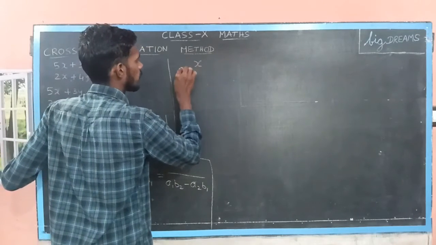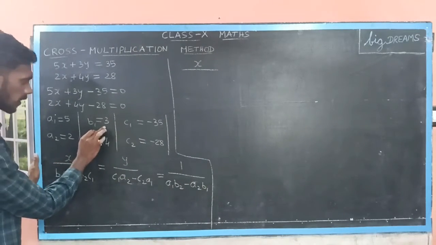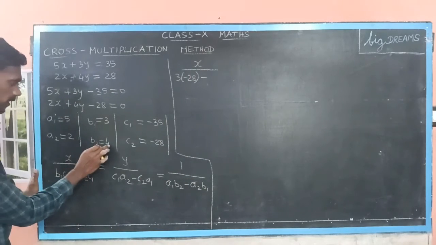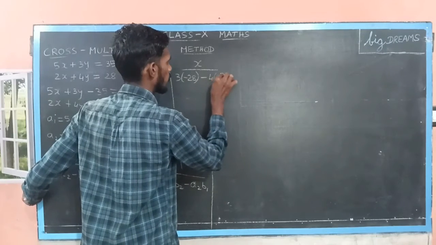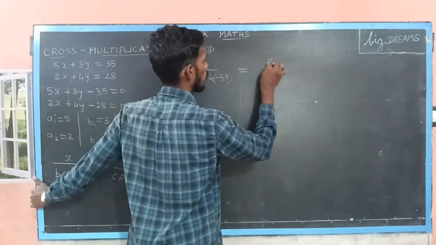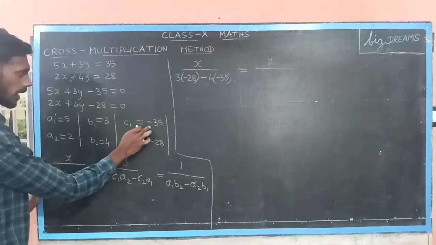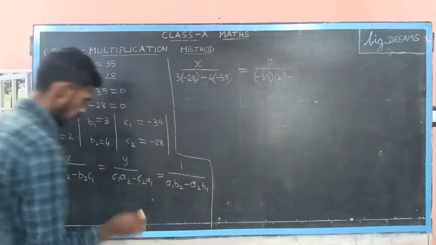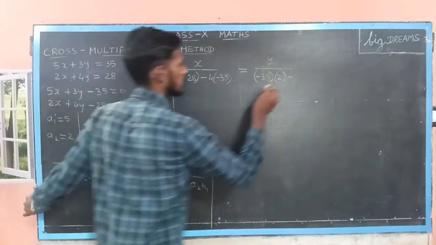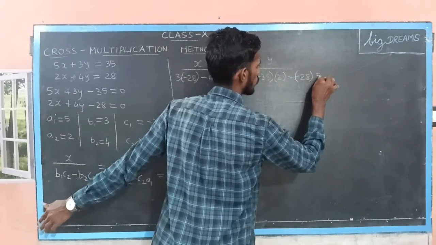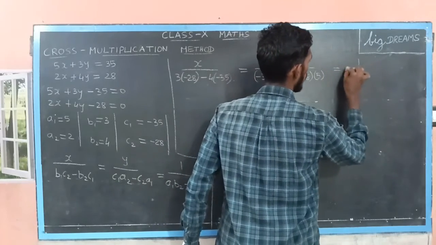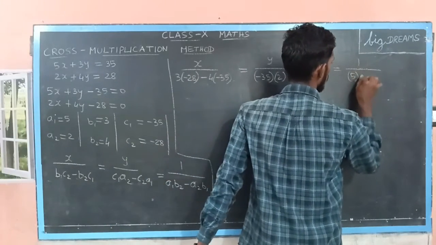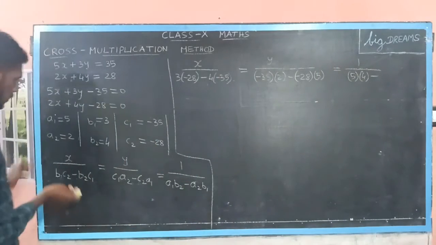It is x divided by b1 c2, that is 3 into minus 28, minus b2 c1, that is 4 into minus 35, is equal to y divided by c1 a2, that is minus 35 into 2, minus c2 a1, which is minus 28 into 5, is equal to 1 divided by a1 b2, that is 5 into 4, minus a2 b1, which is 2 into 3.